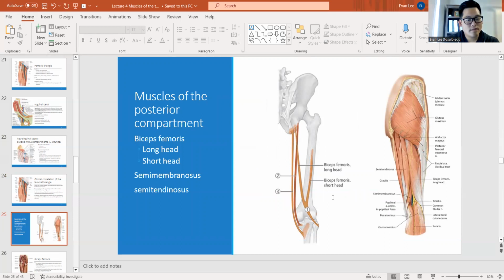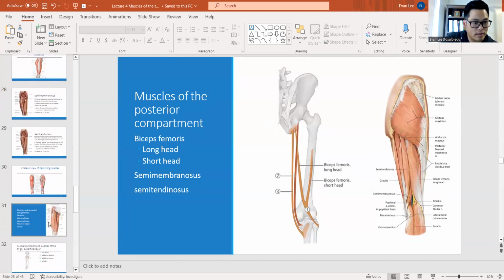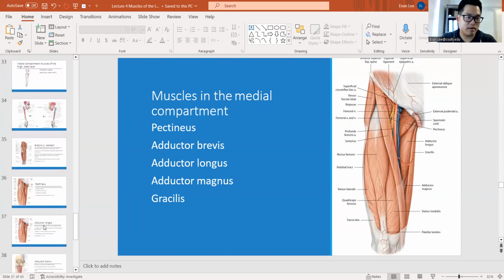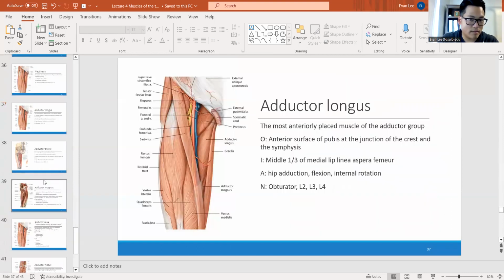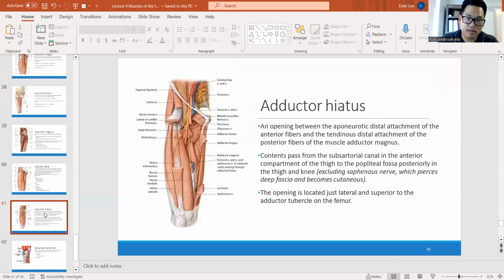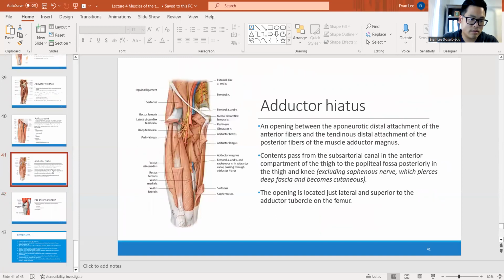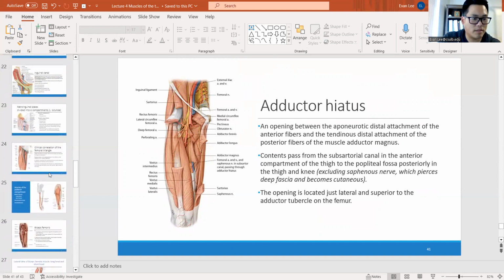Okay, so let's go ahead and take a look at our next region over here, which I think I actually wanted to talk about the medial part first. So hold on. Oh, forget it. Let's just talk about the posterior part.